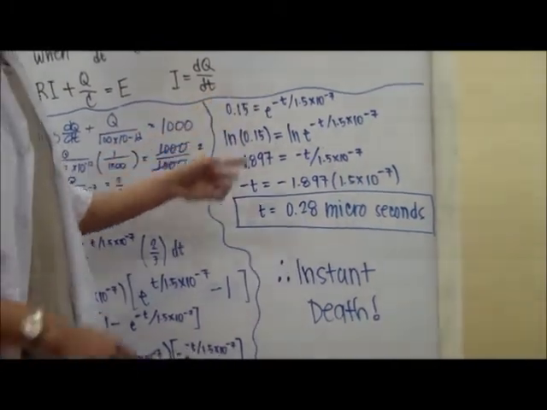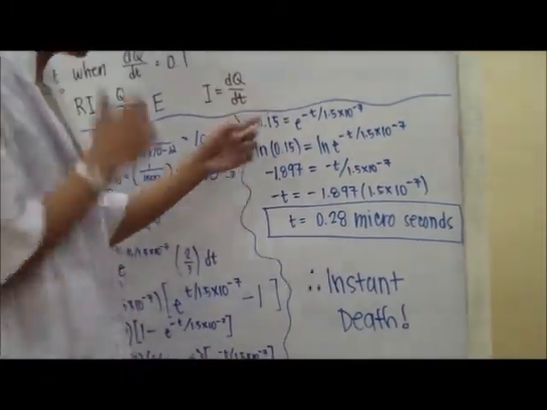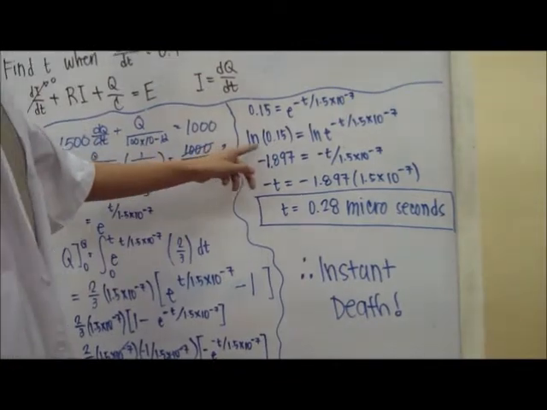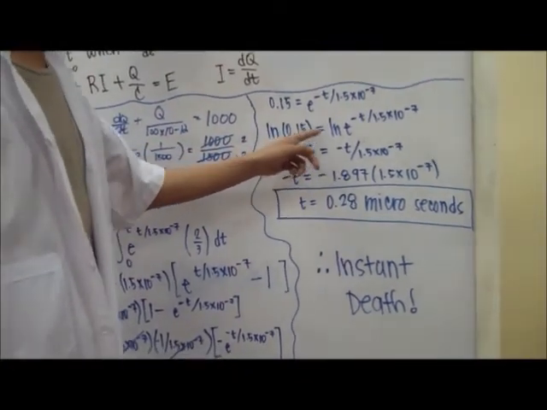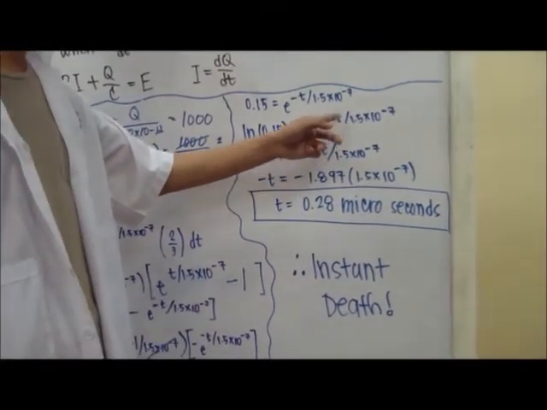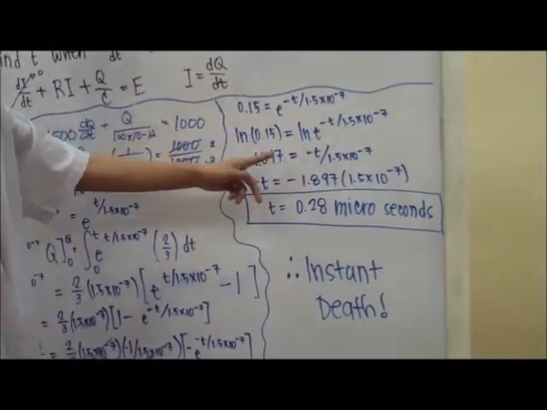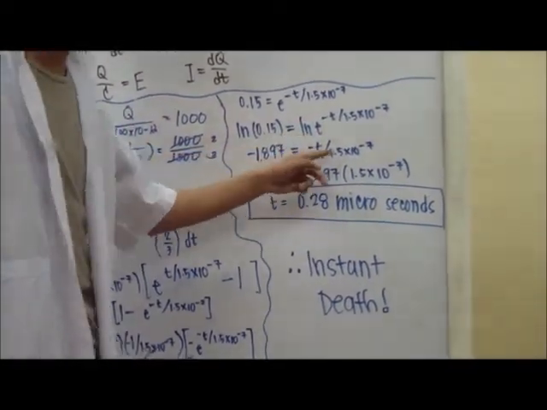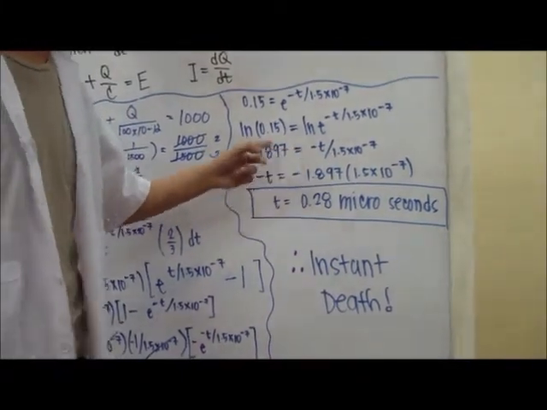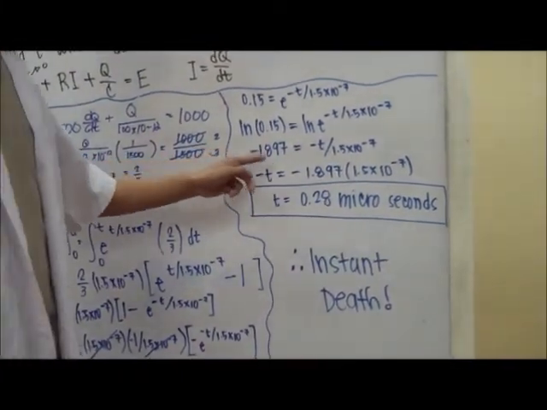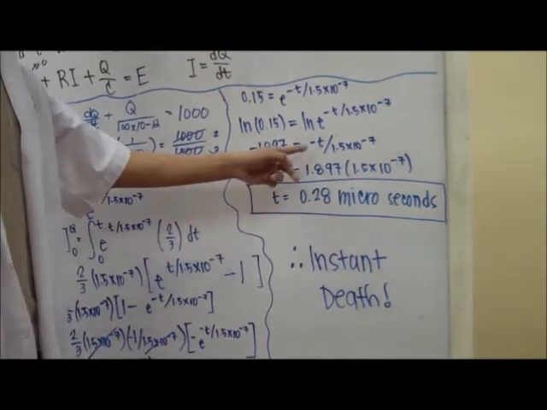We're gonna use ln on both sides. We'll get ln of 0.15 is equals to ln e raised to negative t over 1.5 times 10 to the negative 7. ln e will cancel out, which will be equal to negative t over 1.5 times 10 to the negative 7 is equals to negative 1.897.